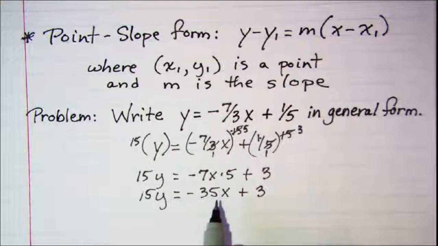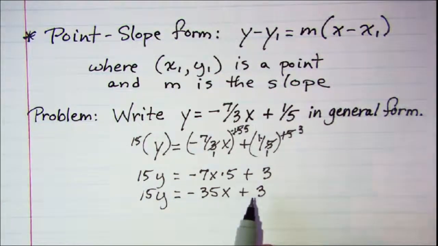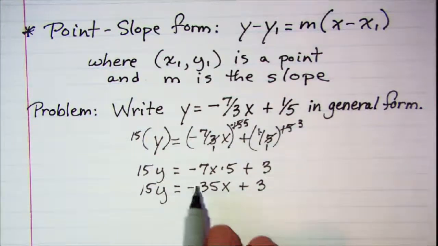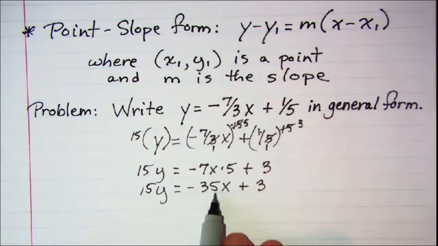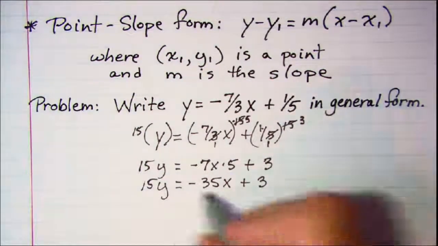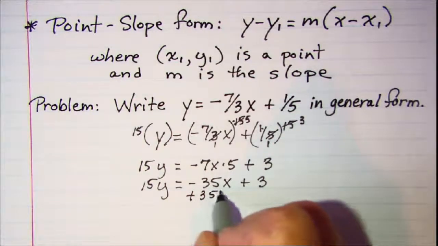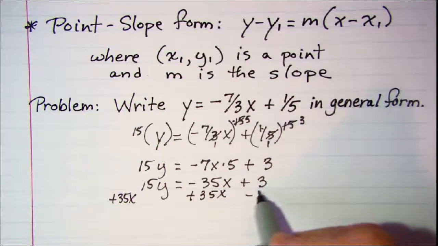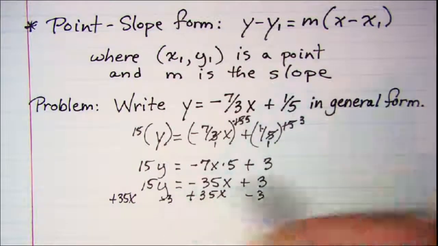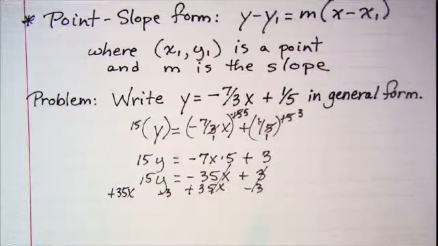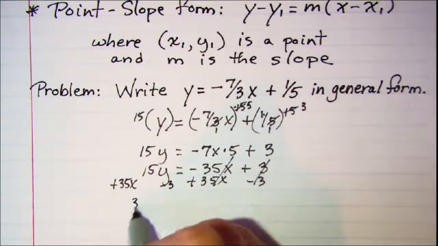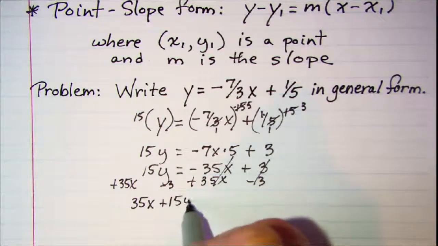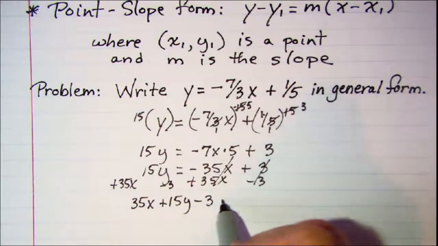Now for general form, we want to take all of our terms to one side of the equation and have it set equal to 0. Since my x is negative on the right side, I'm going to move all my terms to the left. So I'll add 35x to both sides, and I'll subtract 3 from both sides. These all will cancel on the right side, and I end up with 35x plus 15y minus 3 equals 0.